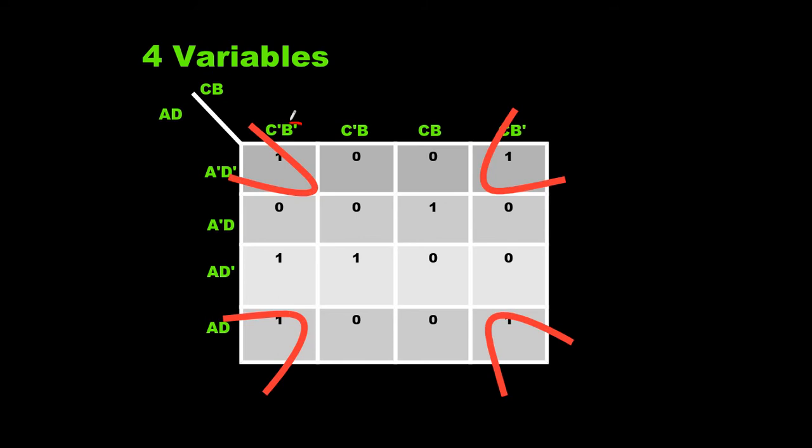Is C or C naught common? No. Is A naught or A common? No. So what's common is B naught. What else is common? Is D naught common? Is D common? No. So those four represent B naught plus what? What do I have? How can I group?